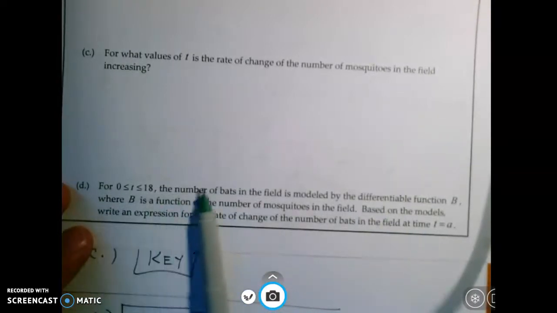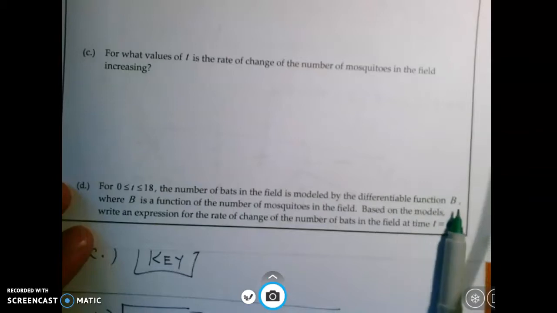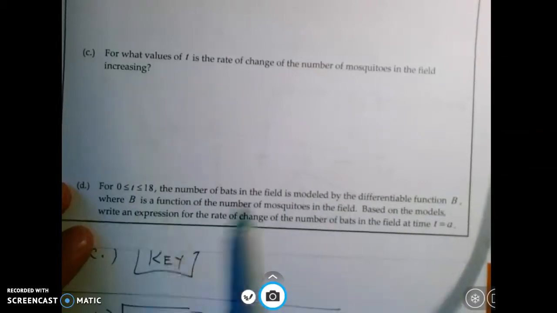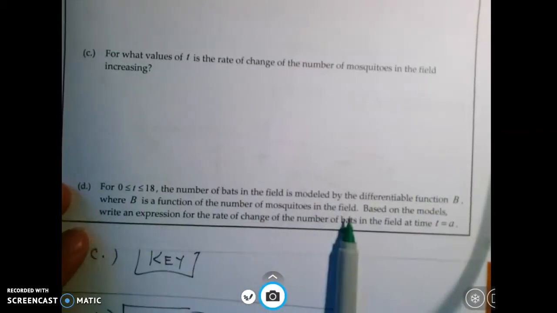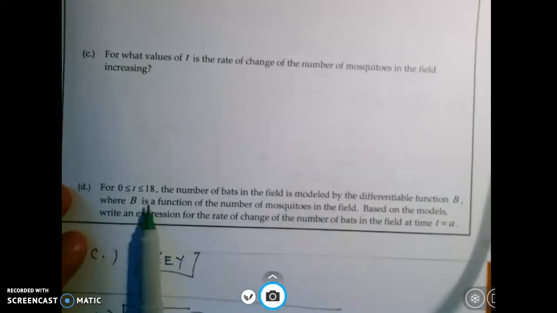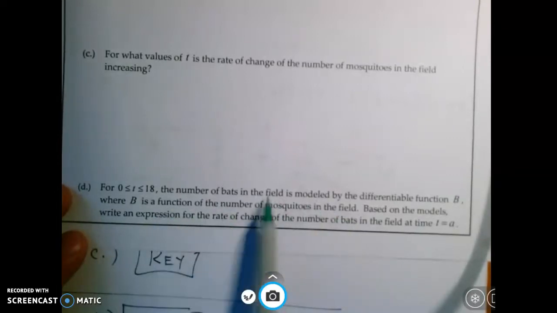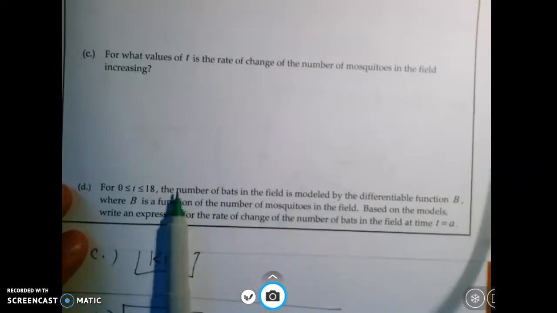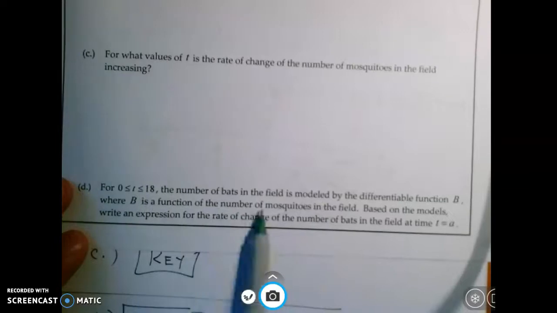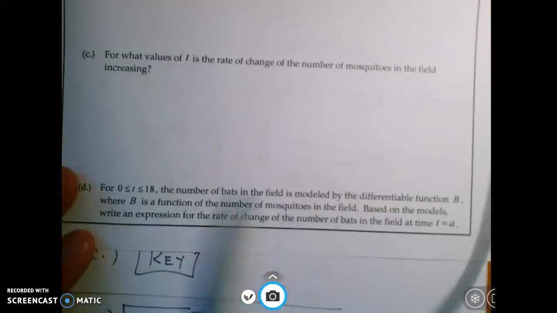And then lastly, the number of bats in the field is modeled by the differentiable function b, where b is a function of the number of mosquitoes. Normally we're talking about a function of x or of time, so f of x or f of t. In this case, it's a function of the number of mosquitoes, so this is b of n. The number of bats is connected to the number of mosquitoes, and we'll talk about that in a little bit.